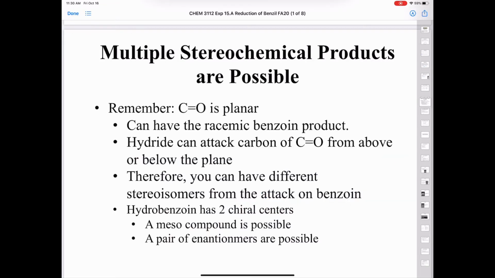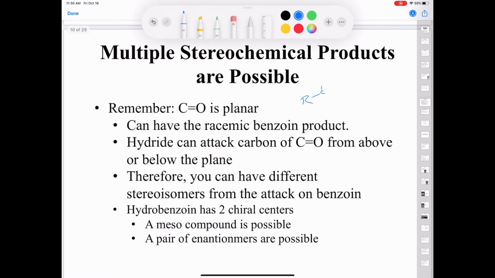Now if you're confused as to why you can end up with so many possible products, remember that a carbonyl is planar, right? The carbon in a ketone is sp2 hybridized, and so it has trigonal planar molecular geometry. Therefore, again, we could end up with the racemic benzoin product, because the hydride can attack the carbonyl from above or below the plane of the molecule. Therefore, you can have different stereoisomers from the attack on that benzoin. And hydrobenzoin has 2 chiral centers. So there's a possibility of either forming the meso compound or a pair of enantiomers.